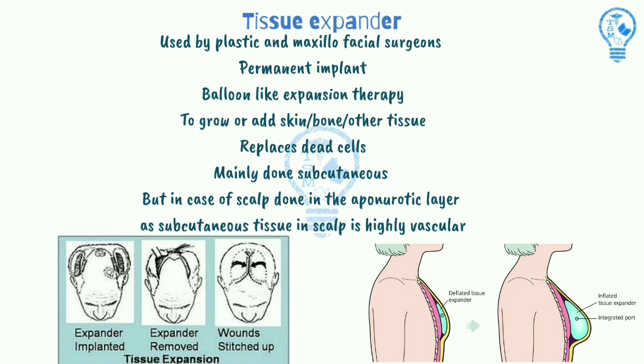Whereas in the scalp, subcutaneous tissue is highly vascular. So tissue expanders cannot be placed here. Tissue expanders here are placed only in the loose areolar connective tissue layer because it is the avascular layer of scalp.